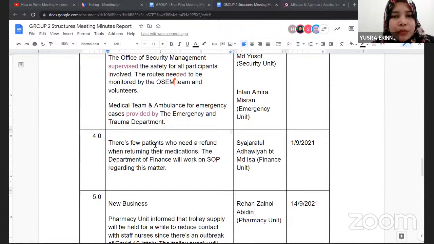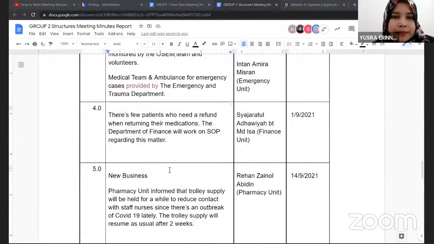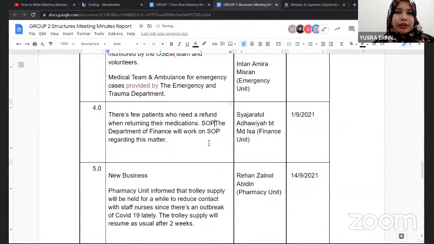Okay, so there's few patients who need a refund when returning their medications. The Department of Finance will work on a SOP regarding this matter. This needs to be changed. SOP will be provided by the department. The SOP regarding this matter. It needs to be changed, so how do we do it?